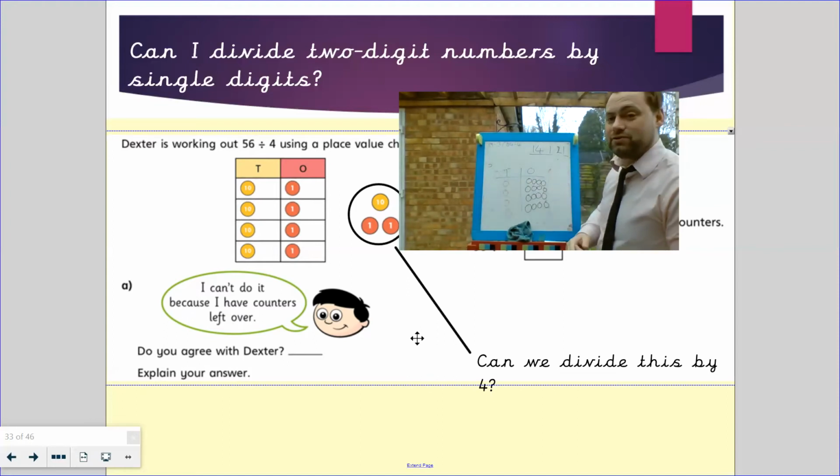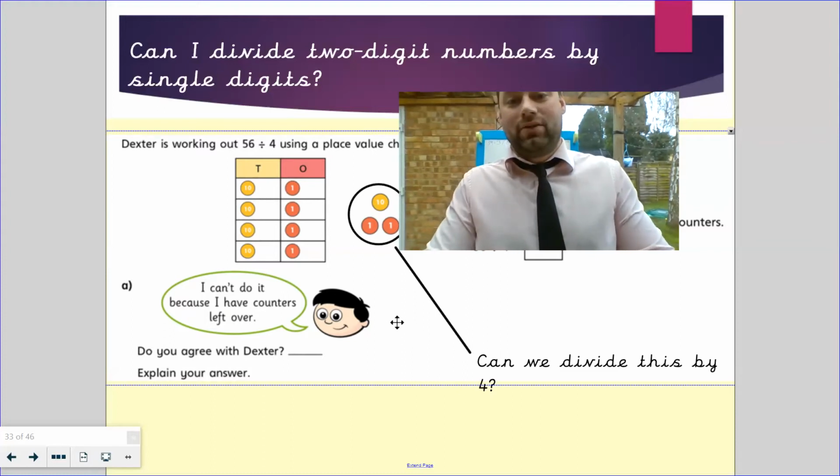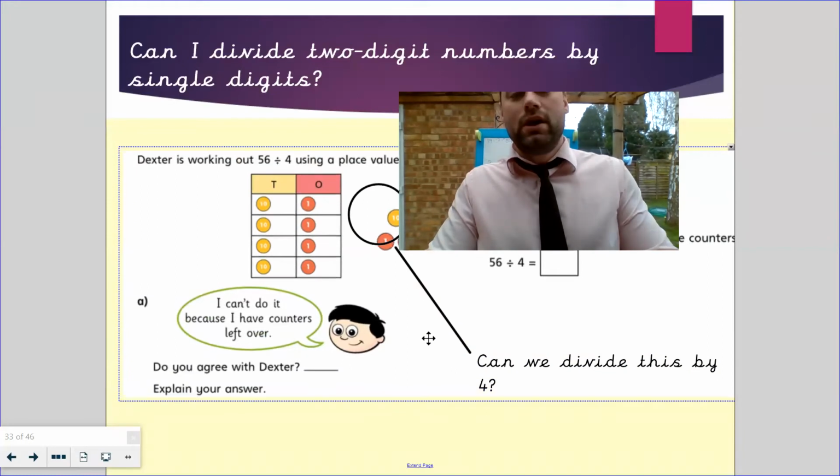And we have 1 ten in each group, and we have 4 ones. So 56 divided by 4 is equal to 14.